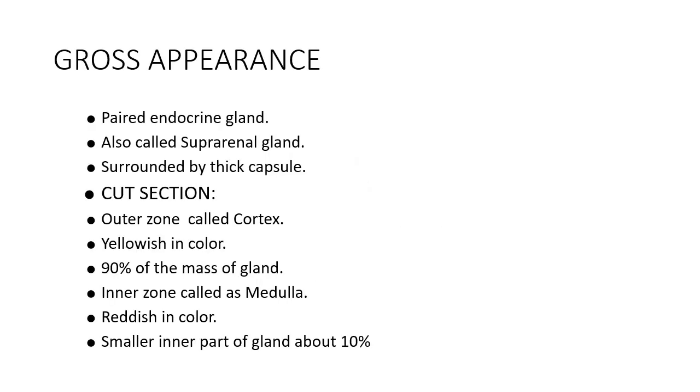Firstly, the suprarenal gland, or adrenal gland, is a paired endocrine gland surrounded by a thick capsule, lying on the upper or superior pole of each kidney. Grossly, the cut section of the adrenal gland shows an outer zone called the cortex, which is lighter, yellowish in color, and constitutes about 90% of the mass of the gland, while the inner zone, called the medulla, is reddish in color and contributes about 10% of the total mass of the gland.